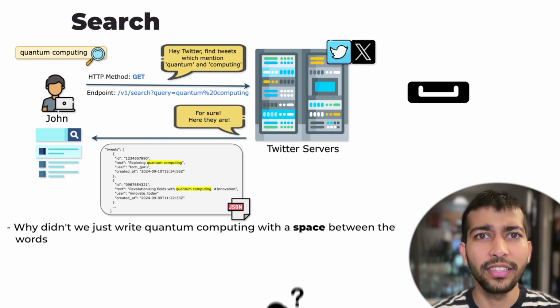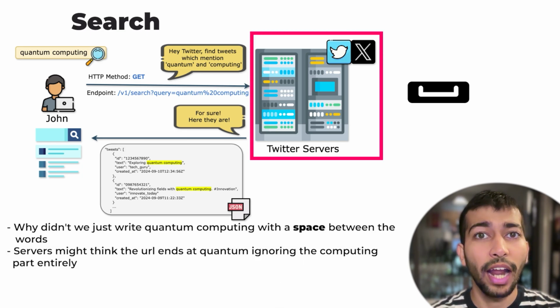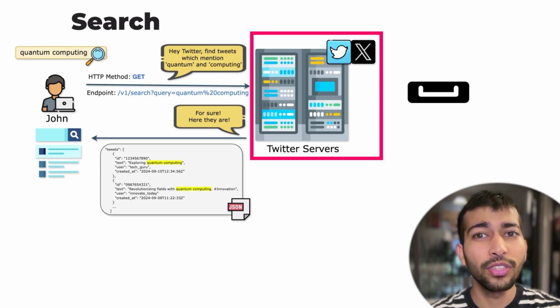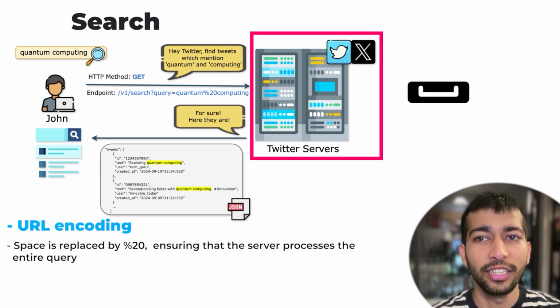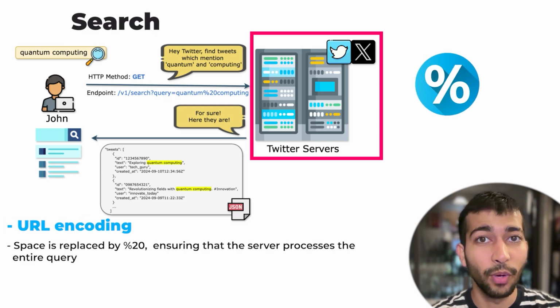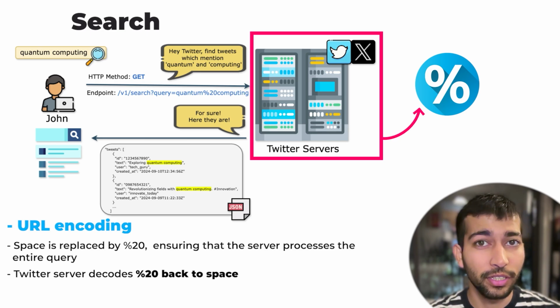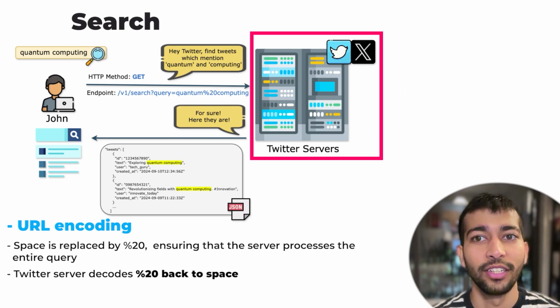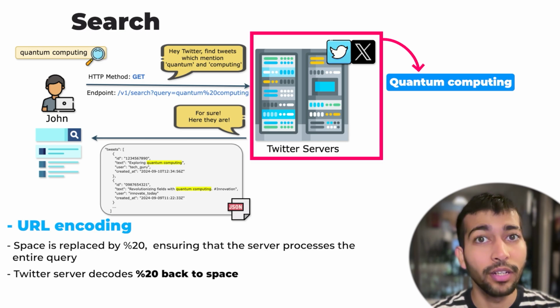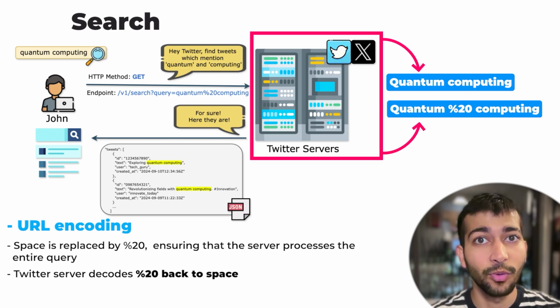Well, spaces in URLs can be confusing. The servers might think the URL ends at quantum, ignoring the computing part entirely. To prevent that confusion, we use something called URL encoding. The space is replaced by %20, ensuring that the server processes the entire query. Pretty smart, right? And on the back end, Twitter's server decodes %20 back to a space, so it knows John is searching for quantum computing and not quantum%20computing.